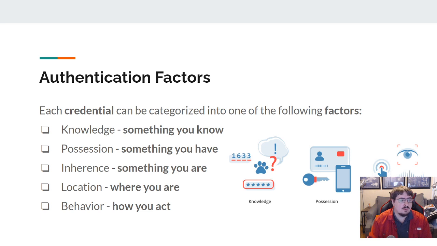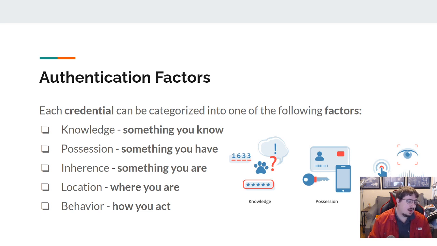The most common of those are going to be knowledge, possession, and inherence, or inheritance. I've seen that third one called different things. But in general, the way we usually talk about them is something you know, something you have, or something you are.